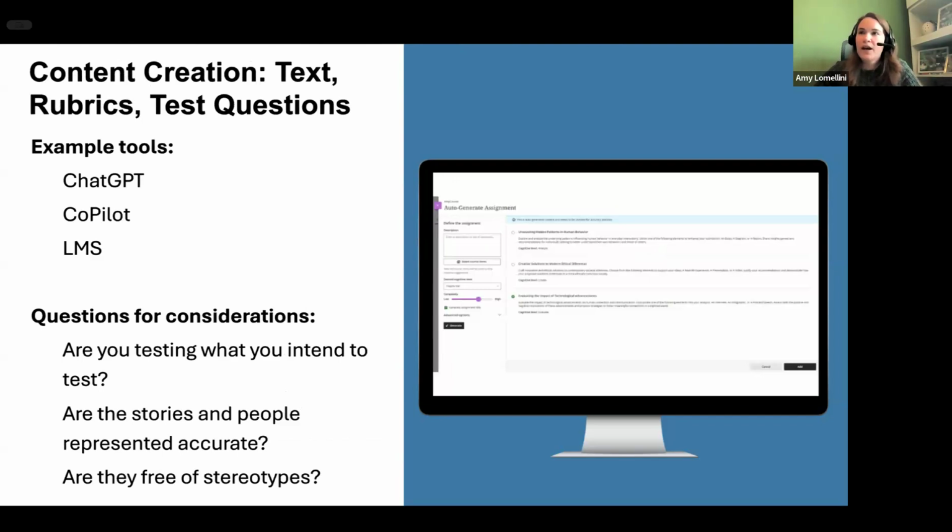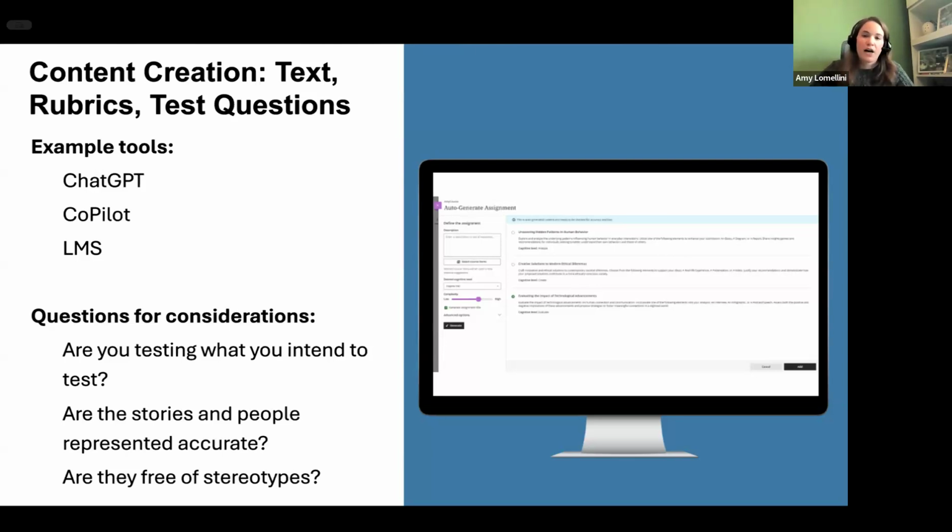All right, so now we have content creation. In general, we can use AI to create text, to create rubrics, to create test questions, assignments. So in this image, I have an image of Blackboard Ultra with the AI generated assignment. You can also generate modules, you can generate rubrics, test questions, all of that. But there's lots of things to consider.